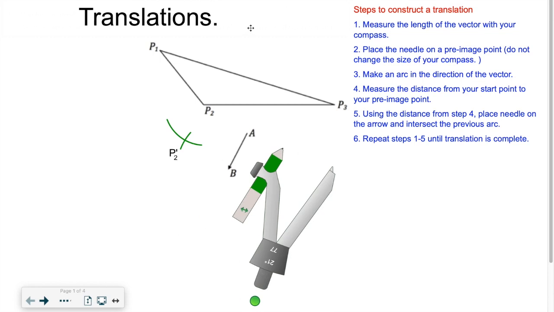So let's repeat these steps for the P1 and P3.